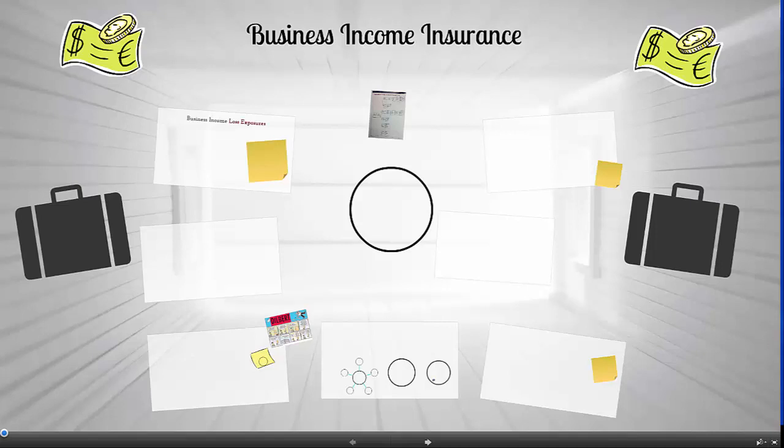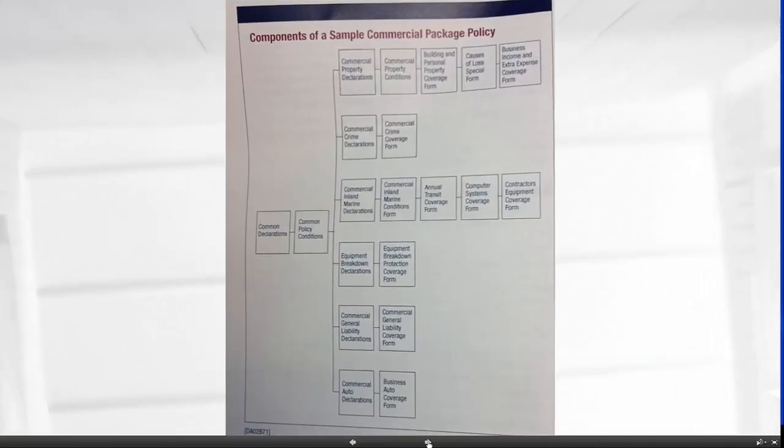In this lecture, we're going to talk about business income insurance from Assignment 7 of the CPCU text. Before we begin to get into the characteristics of business insurance, let's take a look at where we are in context.